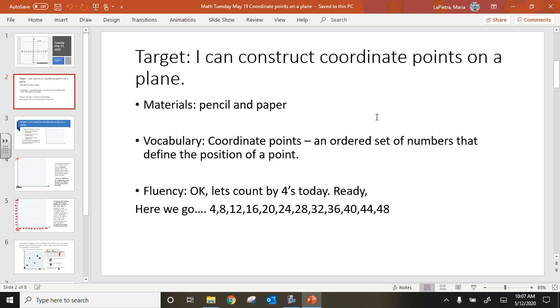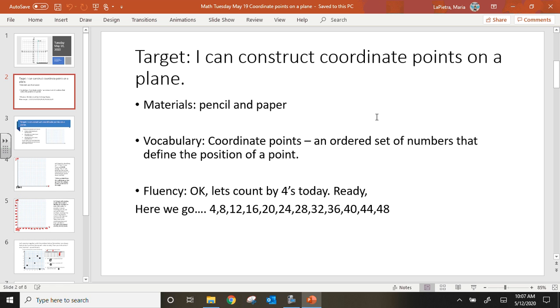Our vocabulary, coordinate points. Points are an ordered set of numbers that define the position of a point. So when I say a set, that means you will have two numbers, one to represent the x-axis and one to represent the y-axis. But we'll get into that later in the lesson.